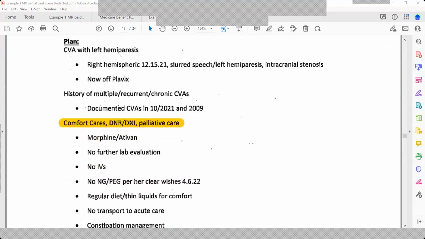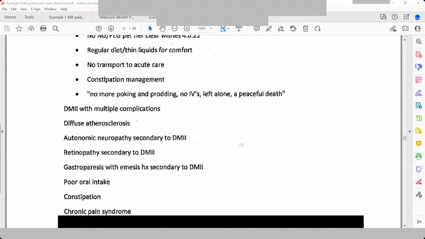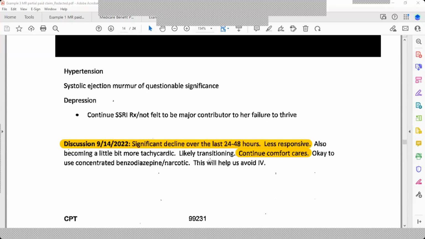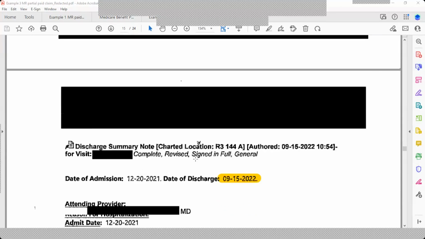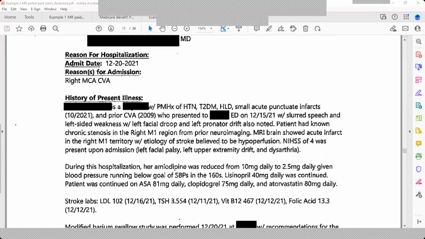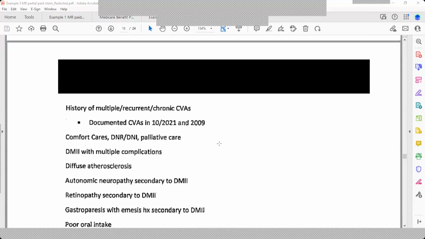And per the discussion section, scroll down to there, it says that the patient had a significant decline over the last 24 to 48 hours and was less responsive. The discharge summary for the patient was then completed on September 15th, 2022. I'm going to scroll down to the narrative note on the next page.